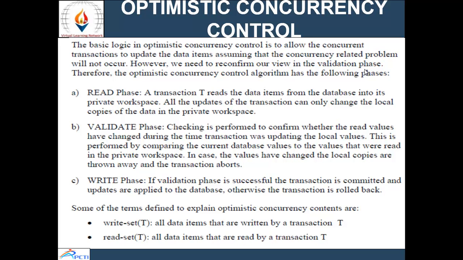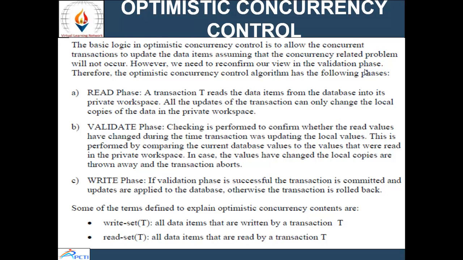And the basic optimistic concurrency control has different phases, that can be the read phase, write phase and validate phase. In the read phase, a transaction T reads the data items from the database into its private workspace. In the write phase, if the validation phase is successful, the transaction is committed and updates are applied in the database. And in the validate phase, a check is performed to confirm whether the read values have changed during the time of the transaction or not. These are the optimistic concurrency control techniques.